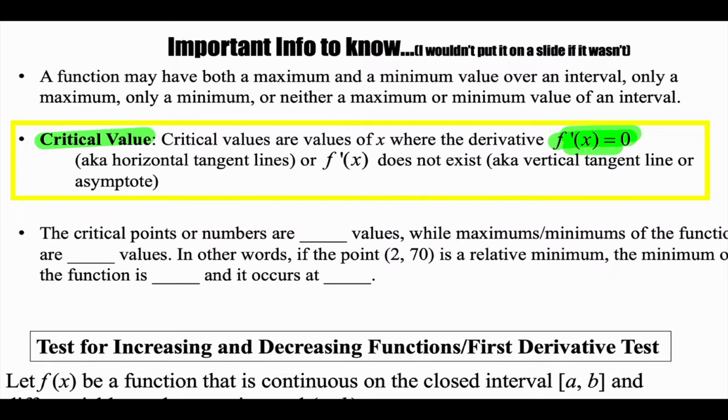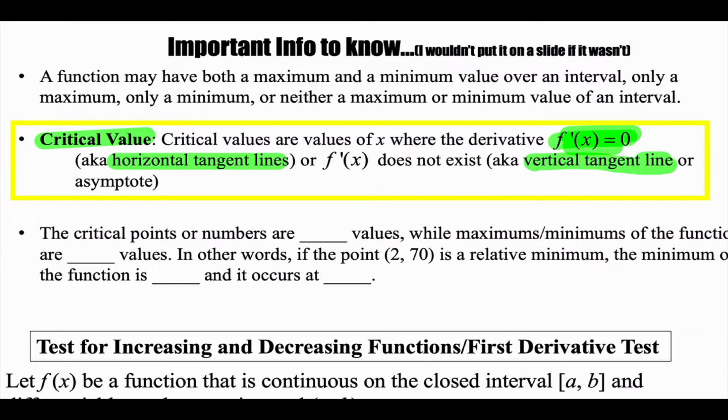Well, that means the horizontal tangent lines, or where f prime doesn't exist. Where f prime doesn't exist, right? That's a vertical tangent line too. That could be a critical point too. Or an asymptote. An asymptote is where it doesn't exist.